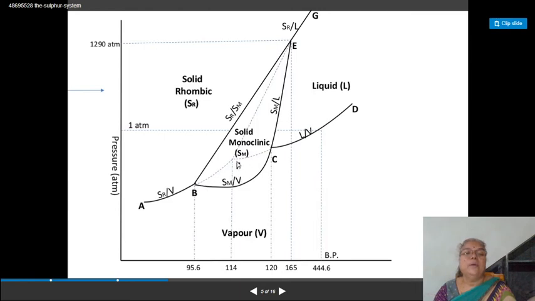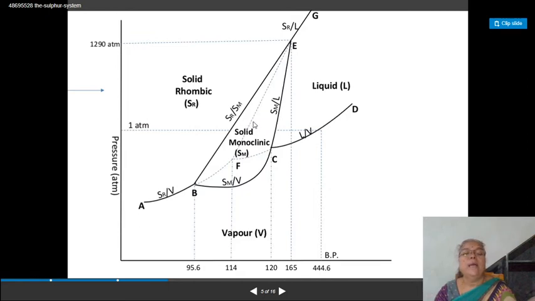And here, this is the BF curve. It is the metastable transition curve of monoclinic sulfur into sulfur vapor. And this again is CF, the metastable curve of monoclinic sulfur into sulfur vapor. Again along this curve two phases are in equilibrium, and this curve FE is a metastable transition curve. That means along this curve two phases are in equilibrium, sulfur rhombic and sulfur monoclinic. The curves which are shown by dotted lines are the metastable curves.